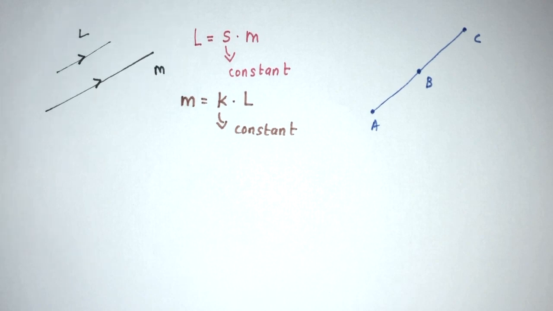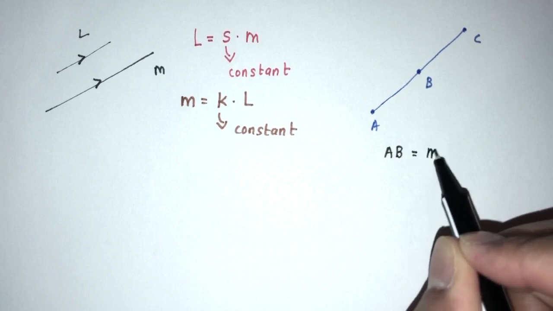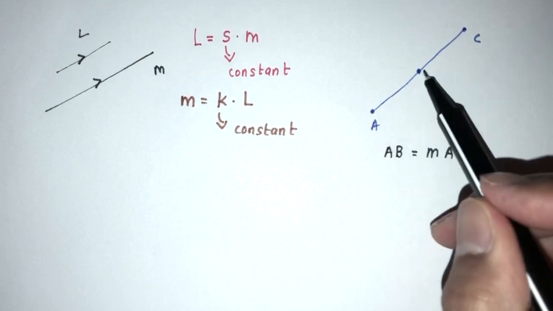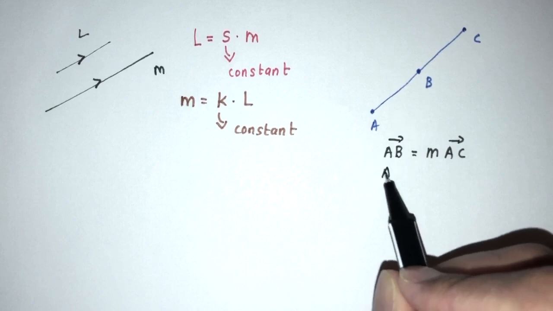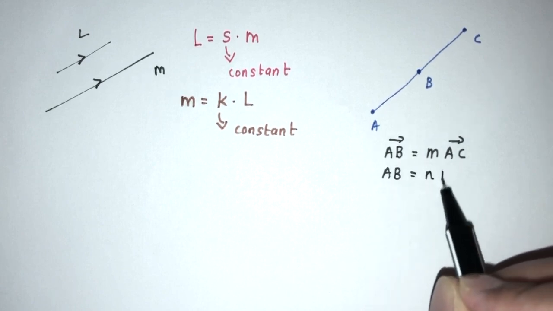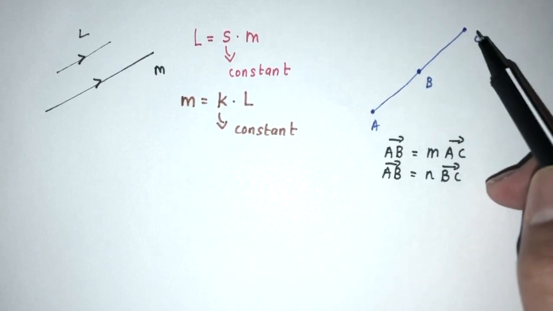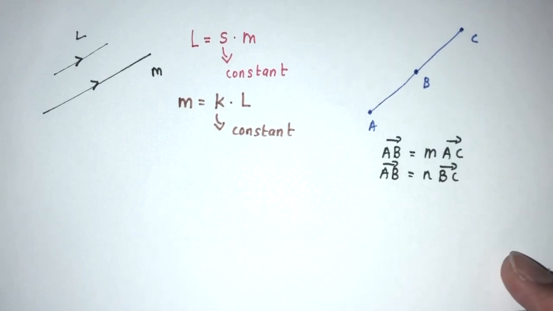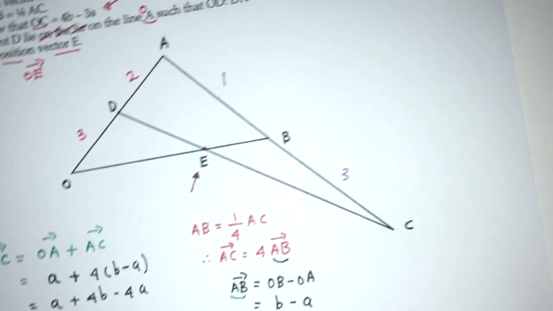I can form equations. For example, I can say AB is equal to a multiple, let's say M, of AC, because AB is parallel with AC. That's the main idea. Or I can write also AB is a multiple of BC, which is AB is in the same direction as BC, right? So these are the main concepts behind this. We only know when two lines are parallel, we can form an equation like this, or when they are collinear, we can also form an equation like this. So using this concept, let's solve the vector question. Let's break this down one by one.